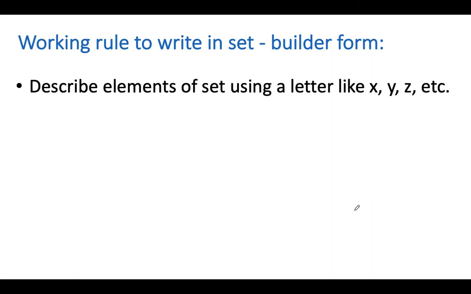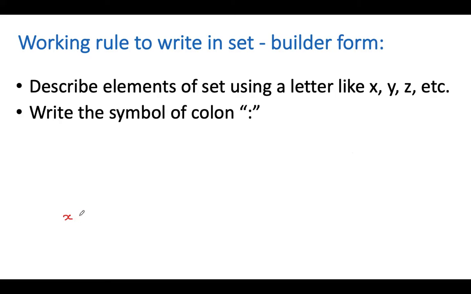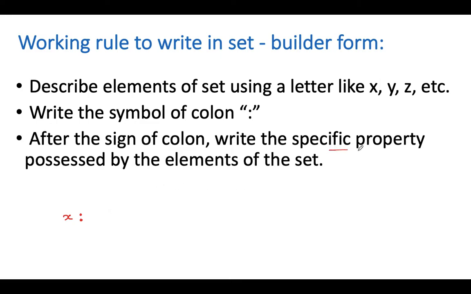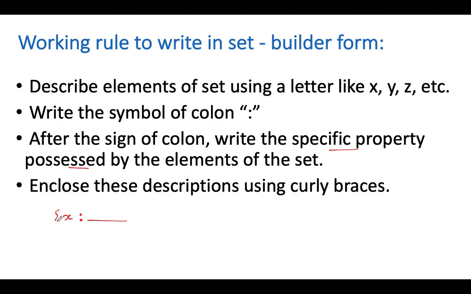Before we look at examples, let us see the working rule to write in set builder form. First, we start with a lowercase letter like x, y or z, etc. So we start with a small letter, let me say x. Then we write the symbol colon, and this is followed by the specific property which is possessed by the elements of the set. Whatever the property is, we write it here and enclose all these descriptions within the curly brackets.